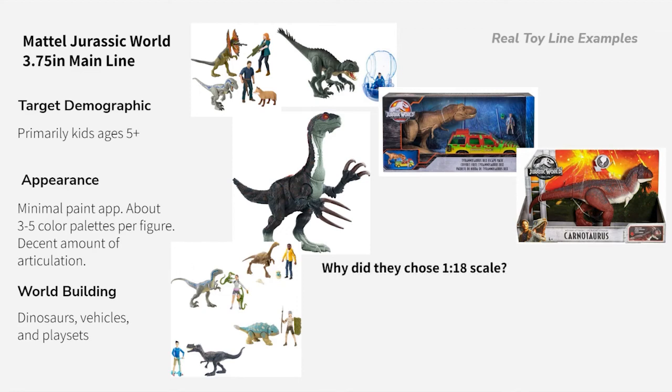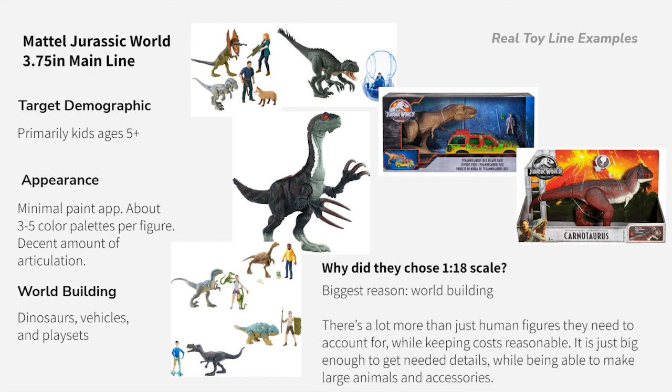So, why did they choose a 1/18th scale or 3 3/4? Well, the biggest reason is world building. Like I said, this is not a toy line where it's just human figures. This is a toy line where they need to make dinosaurs in scale with these people. If they made a toy line that was in a bigger scale, it'd be a lot more expensive and they wouldn't have as much freedom in terms of playsets and vehicles and dinosaurs they can make. If they choose a small toy line, the humans are just big enough to where they represent who they're supposed to represent fairly, as well as being able to have a variety of dinosaurs of different sizes still compatible with those people while all being in the same scale.